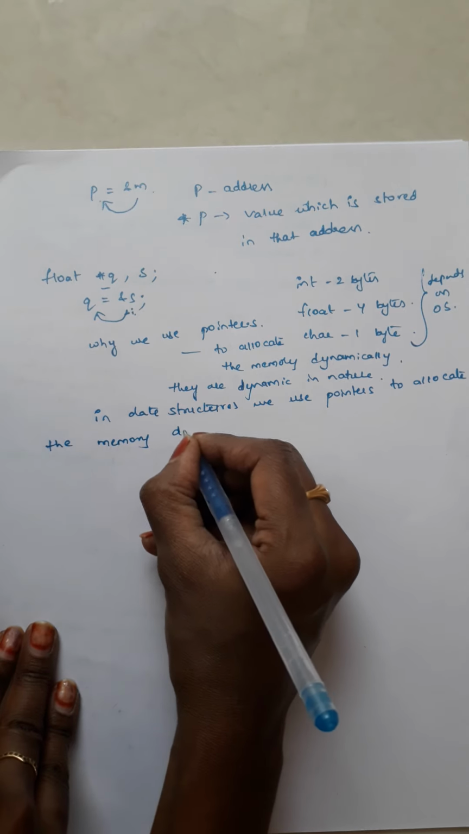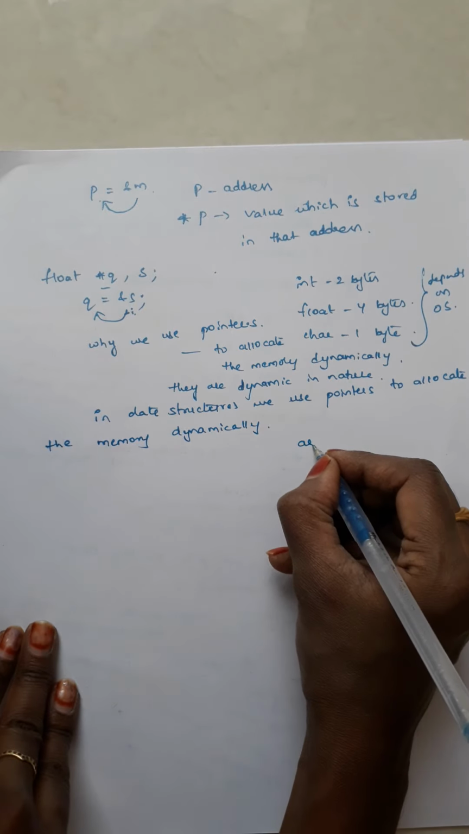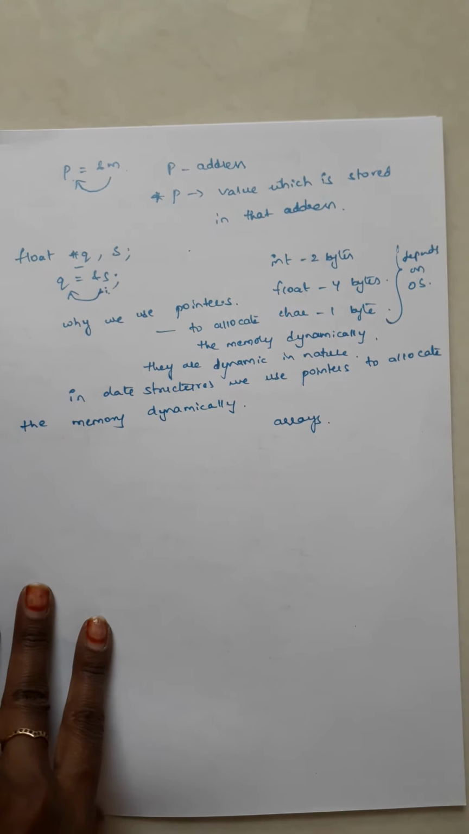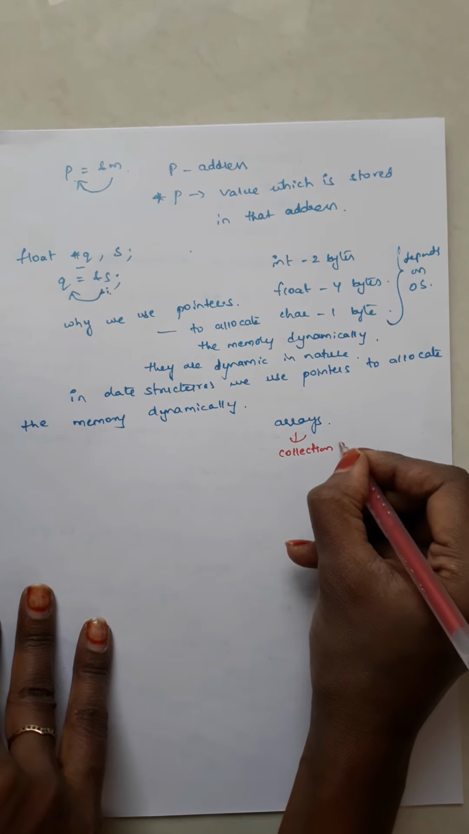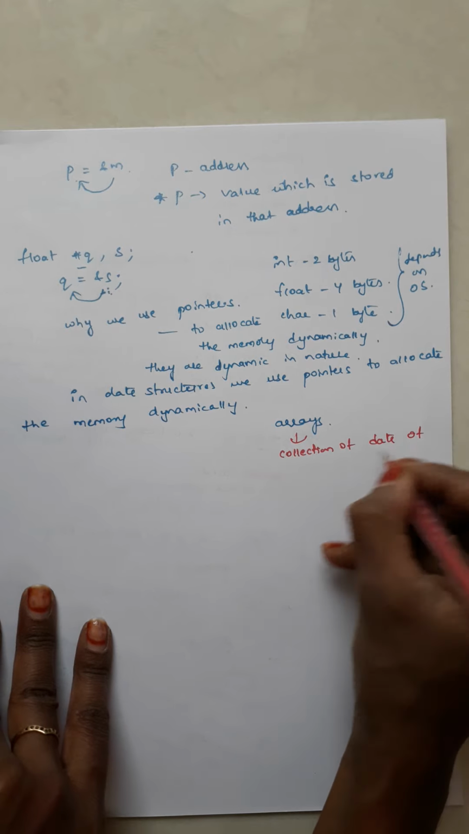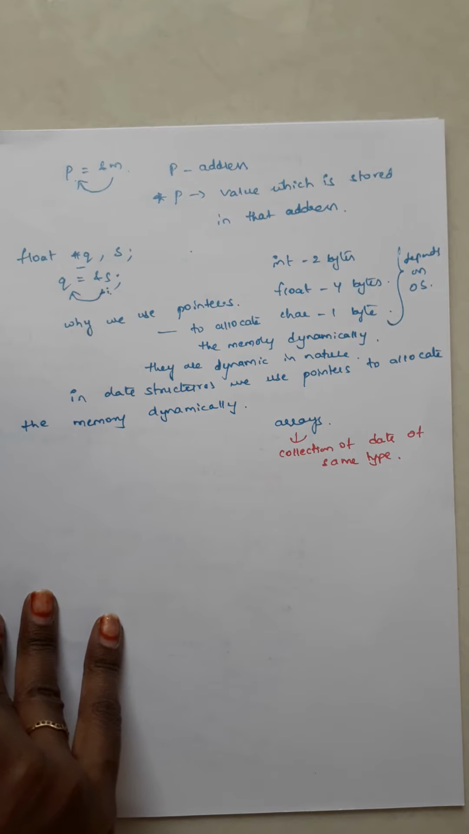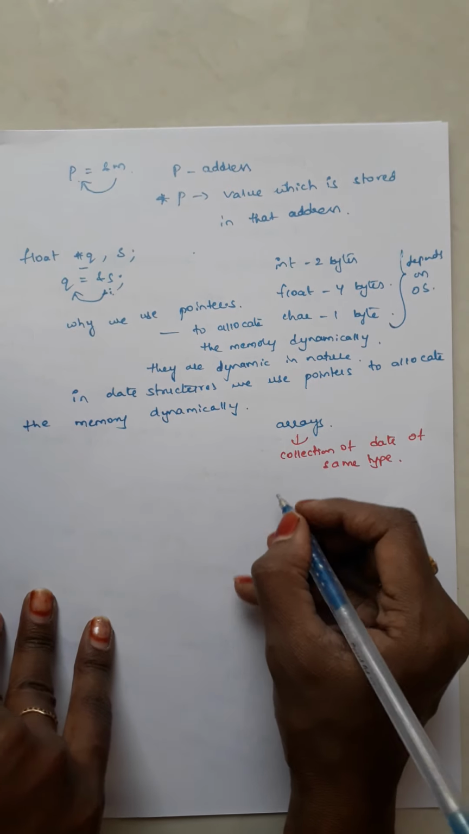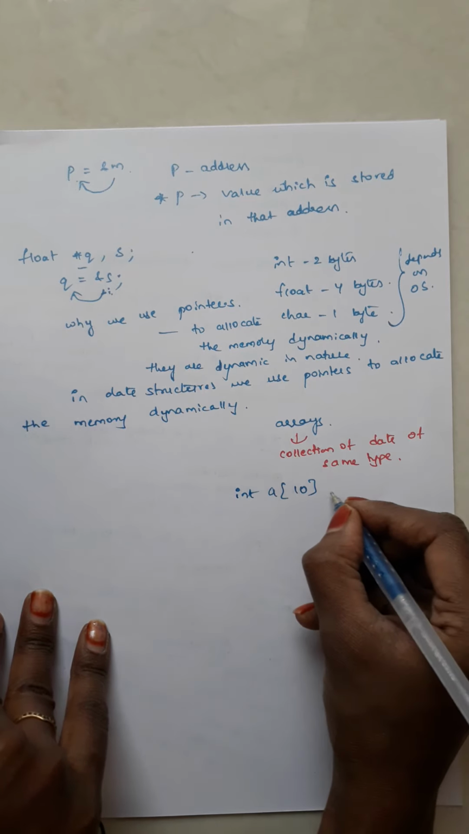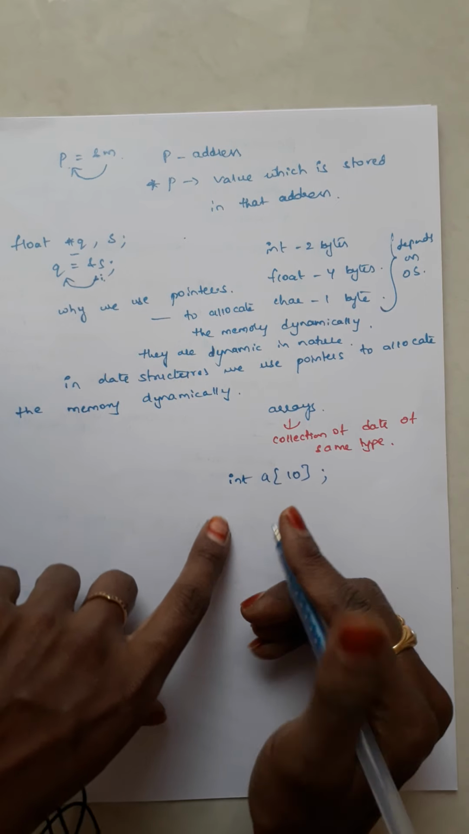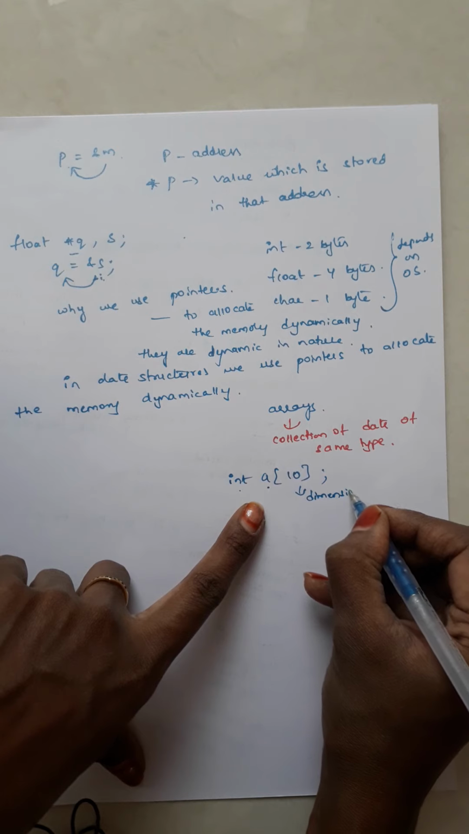So how is memory allocated dynamically? Let us take the example of arrays. What is an array? It is a collection of data of the same type. Here we declare the array this way: int is the data type, a is the name of the variable, and this is the dimension or size.